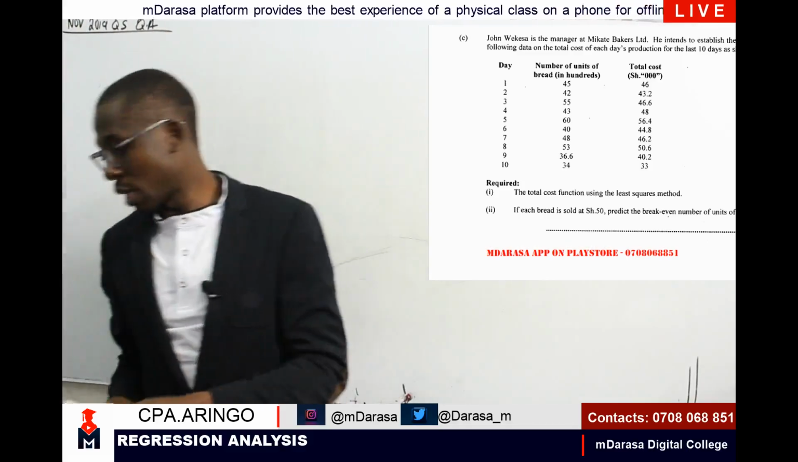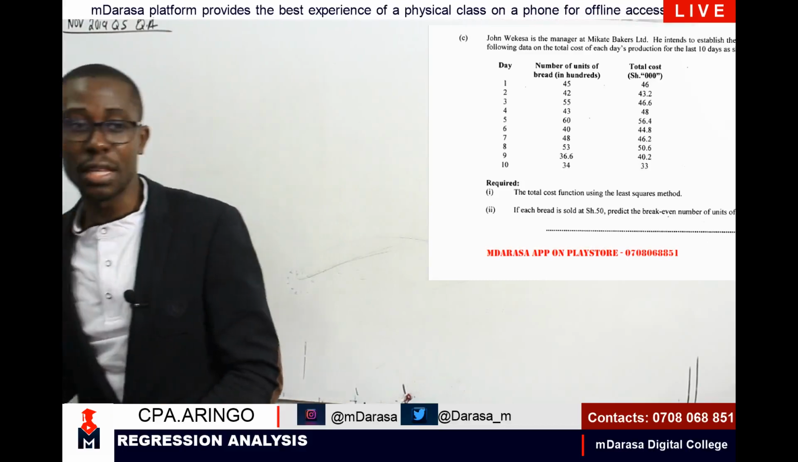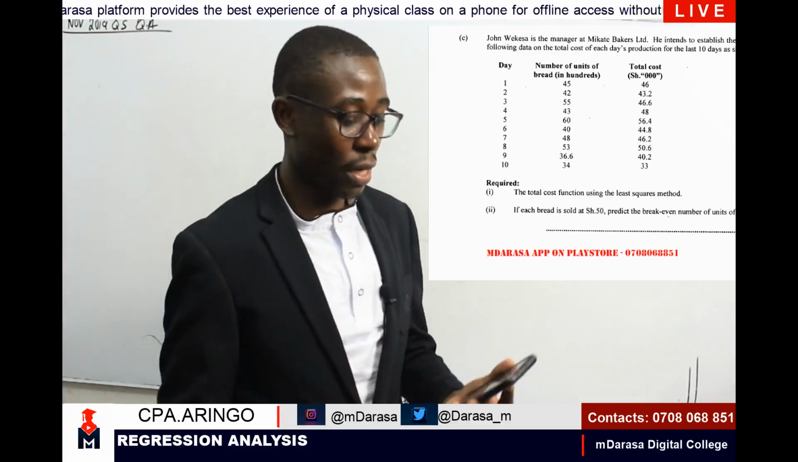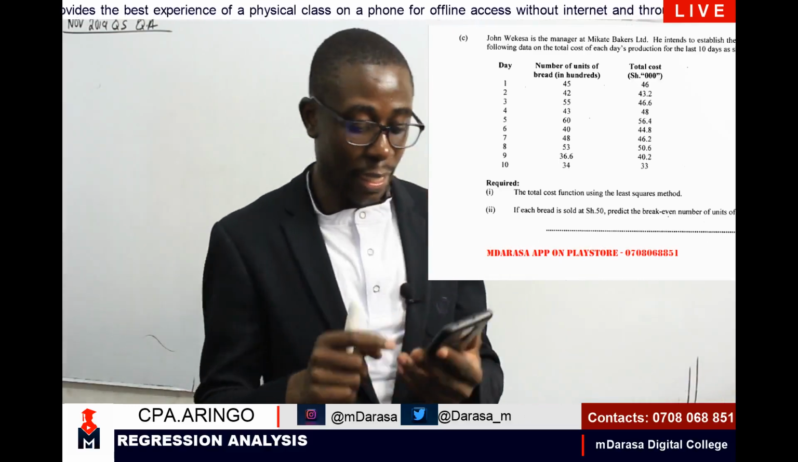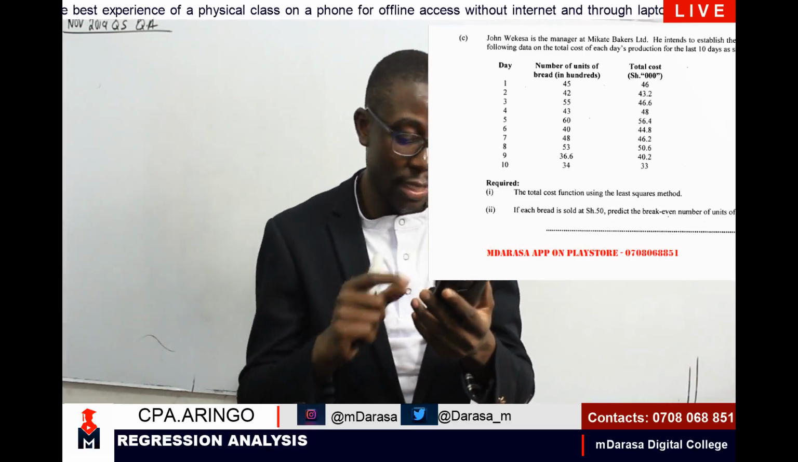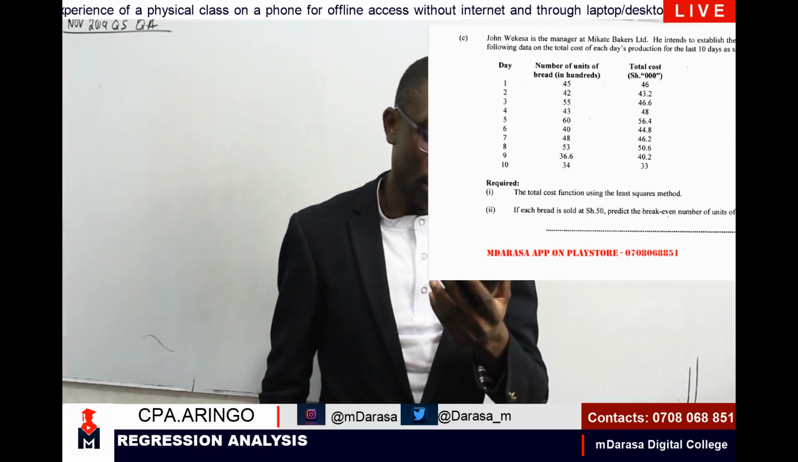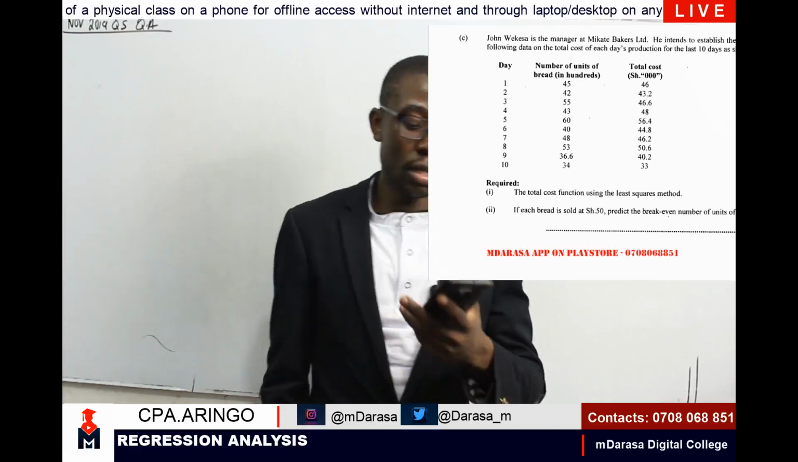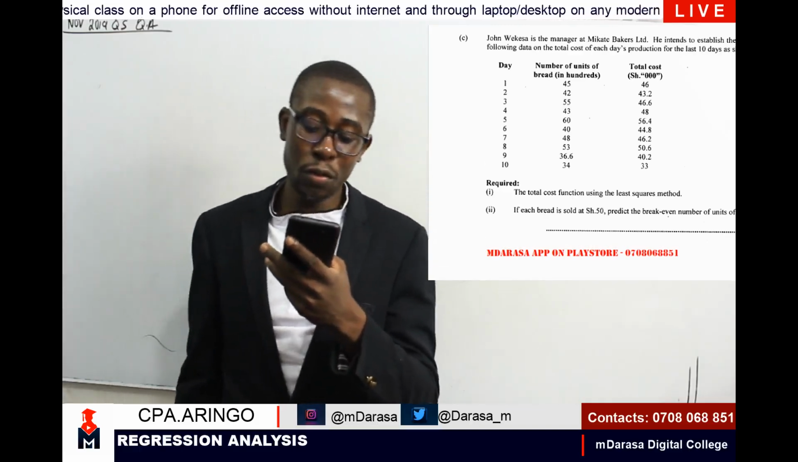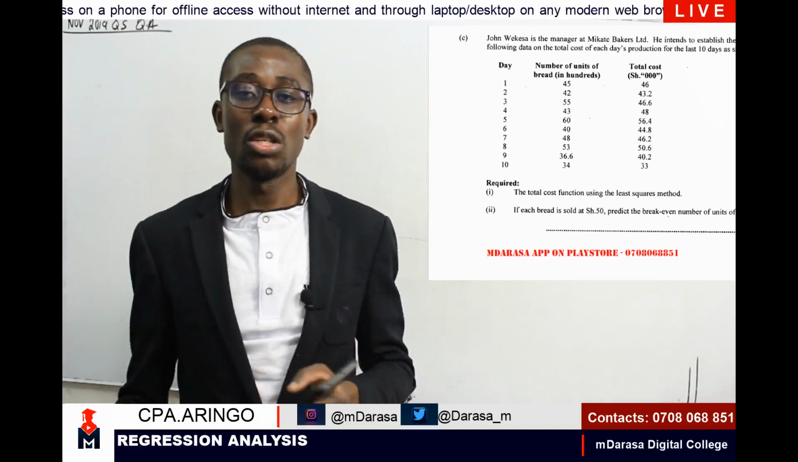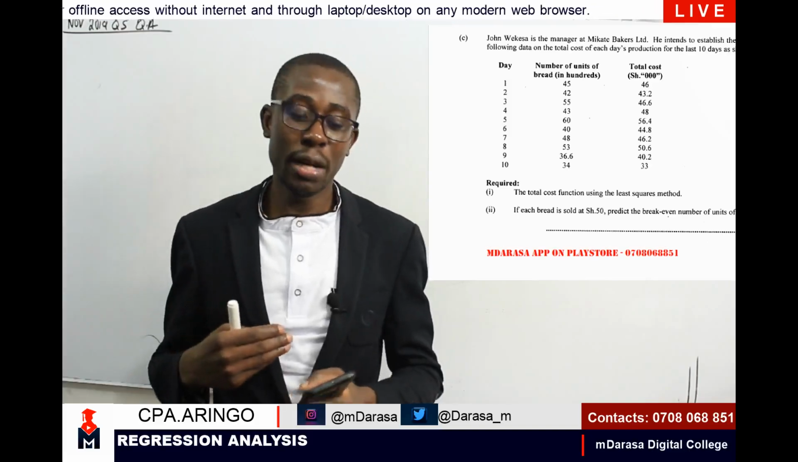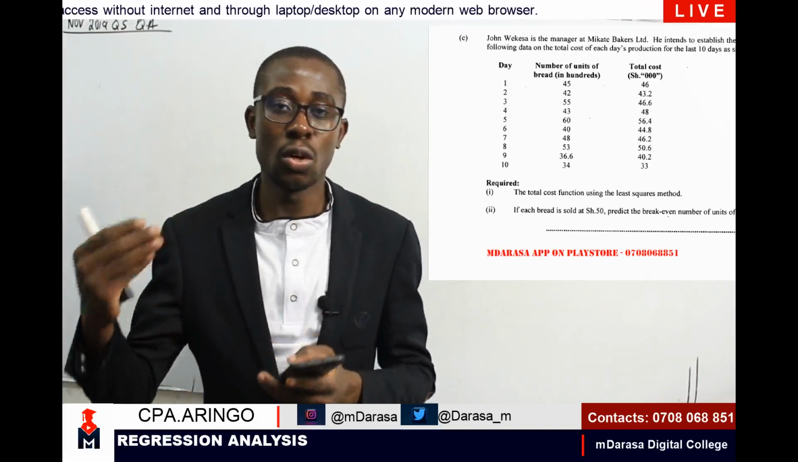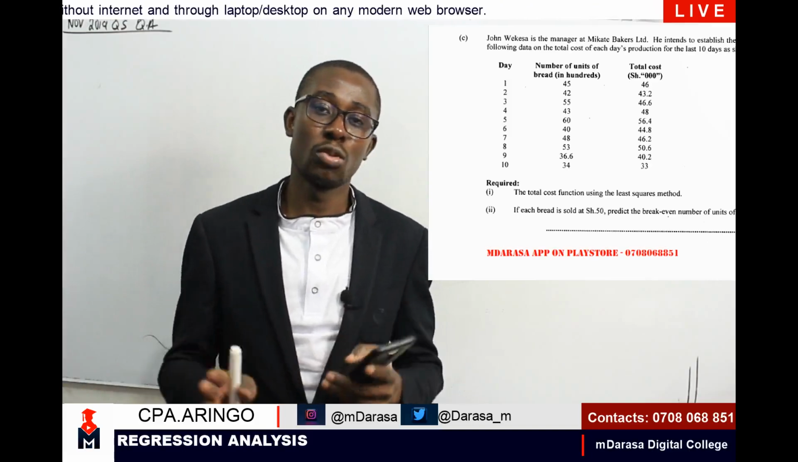Let us go through the question, identifying the values of X and the values of Y. So in that question, clearly, we can see that I was given the number of days, the number of units of bread, and total cost. So at this point, the number of units of bread will be our values of X, because it is the number of units of bread that will lead us to the cost that we'll be incurring, because we are looking at production.